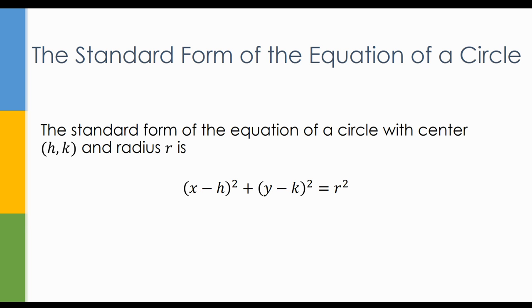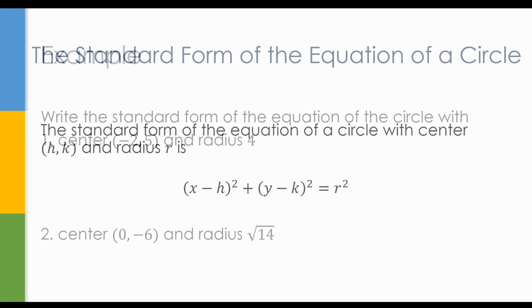So the standard form of the equation of a circle with center (h, k) and a radius of r is the following: (x - h)^2 + (y - k)^2 = r^2. Notice that my center, h and k, are represented as positives, even though they could be negative numbers, but I'm always going to be subtracting them in my standard form equation. And then I'm always setting it equal to the radius squared.